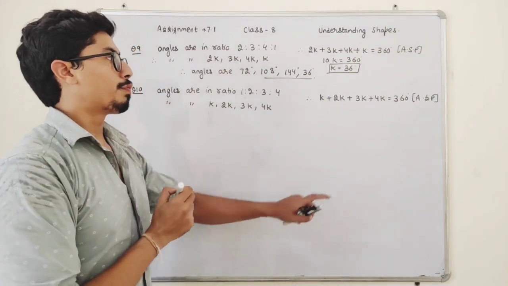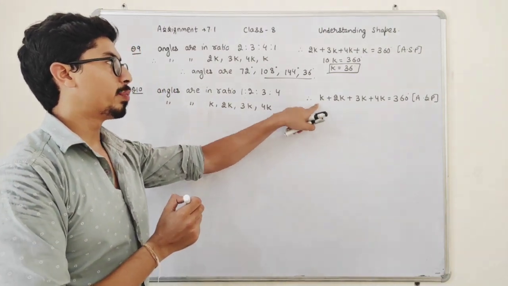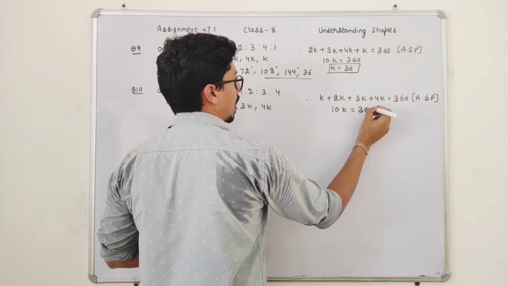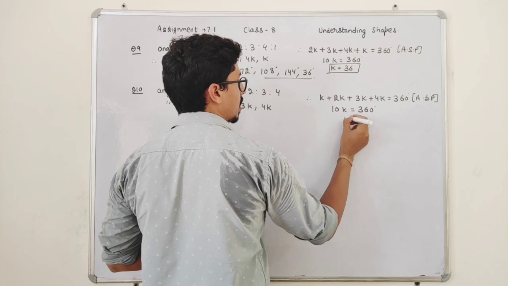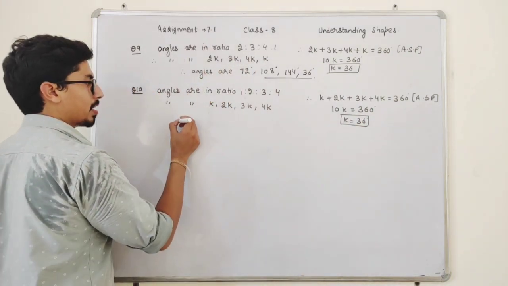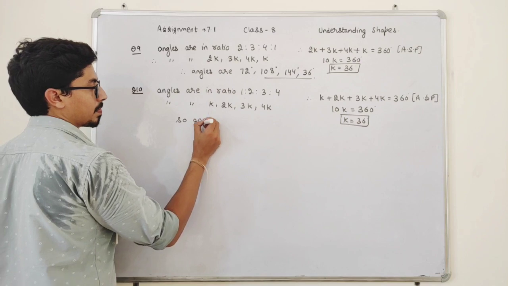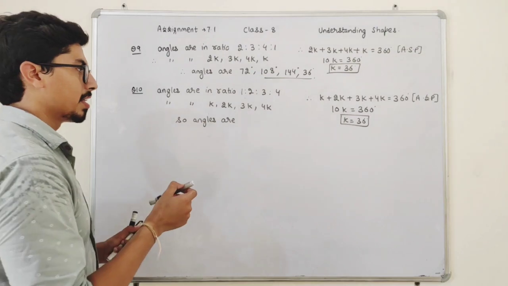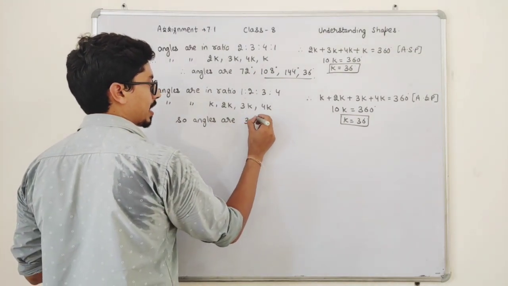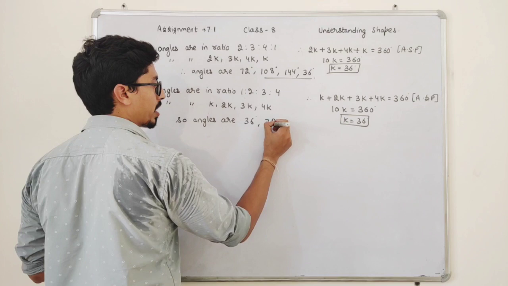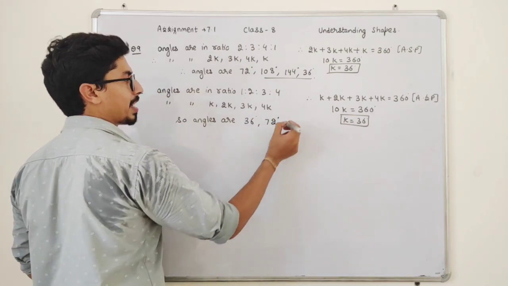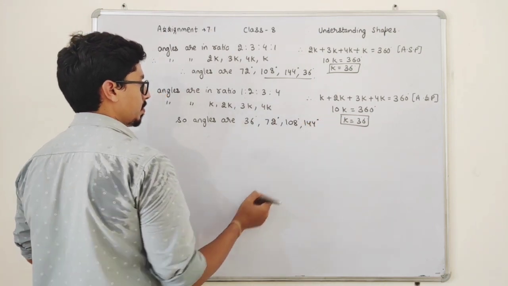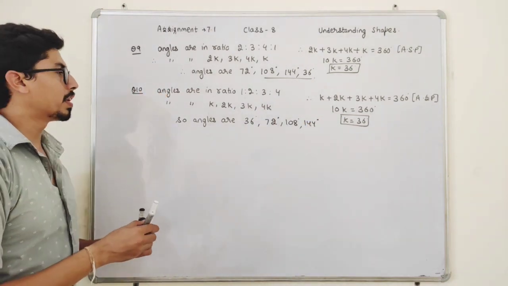Okay, students. So 4 plus 3 is 7, 8, 9, 10. It will be 10k. So 10k will be 360 degrees. Similarly, k will be 36 degrees. So the angles are: first is k, and k is 36 degrees. Second is 2k, that will be 72 degrees. Third will be 3k, which will be 108 degrees. 4k will be 144 degrees. So these are the four angles of our quadrilateral.